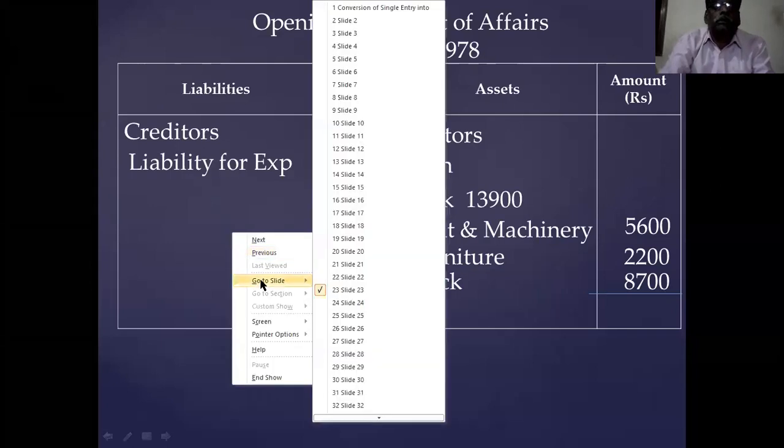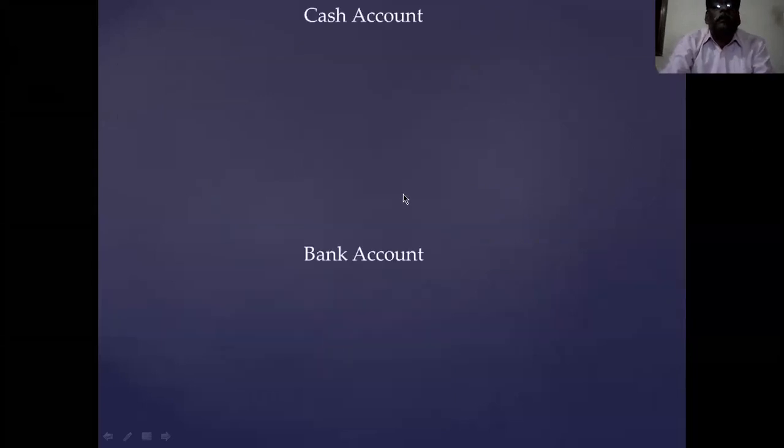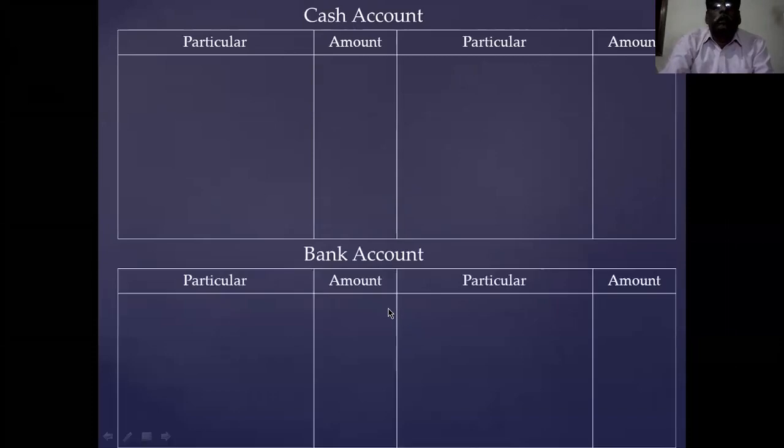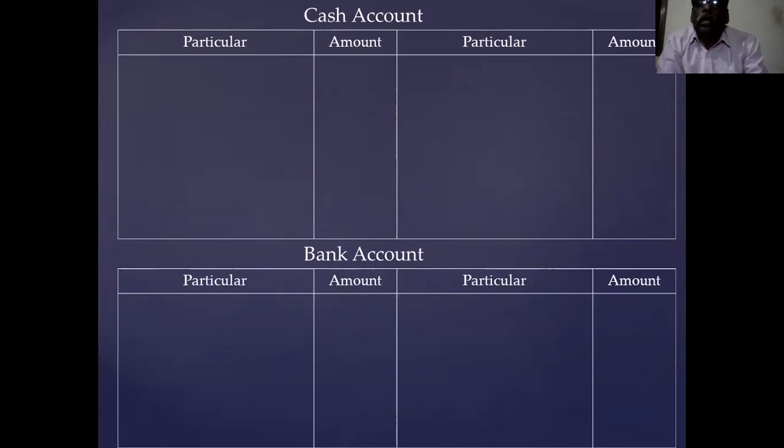Next, I'll go to the next slide to prepare the cash and bank account. I opened the cash account and bank account separately in this problem. In the previous problem, I opened the columnar form of cash book, and that might have confused you. Therefore, I opened them separately here. Whichever is easy for you, follow. The columnar form of cash book is easy, so you open that. Otherwise, you individually open the bank account and cash account.